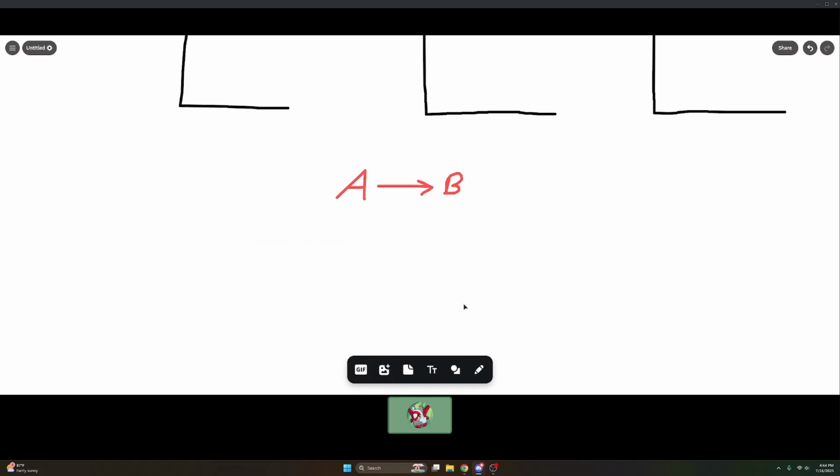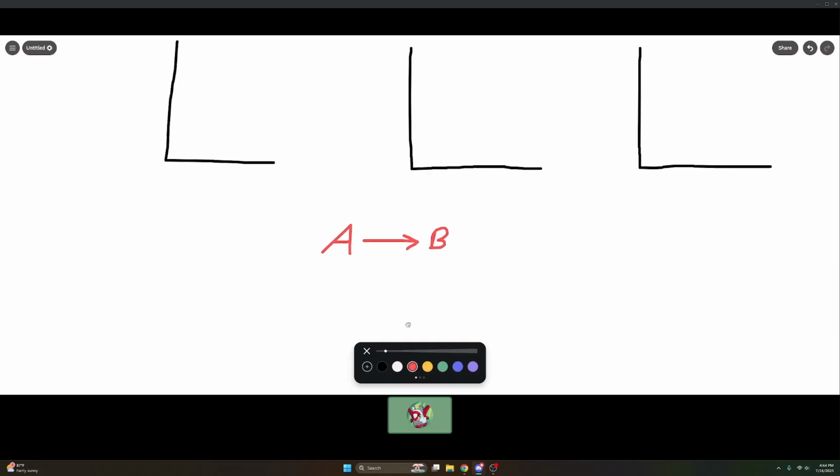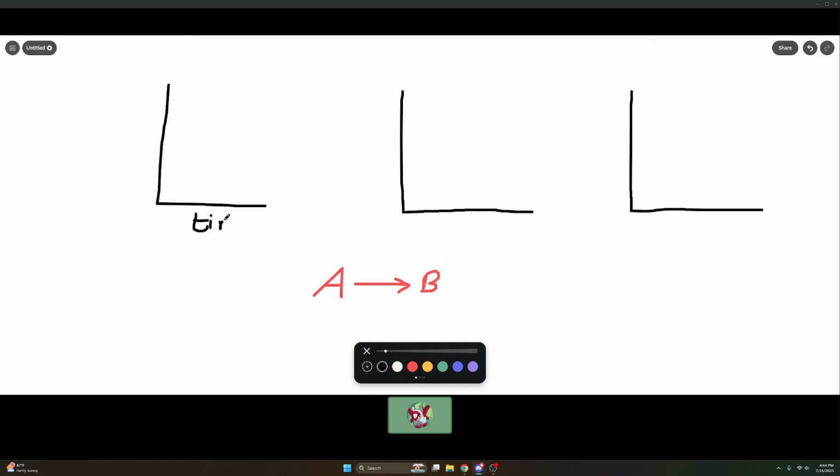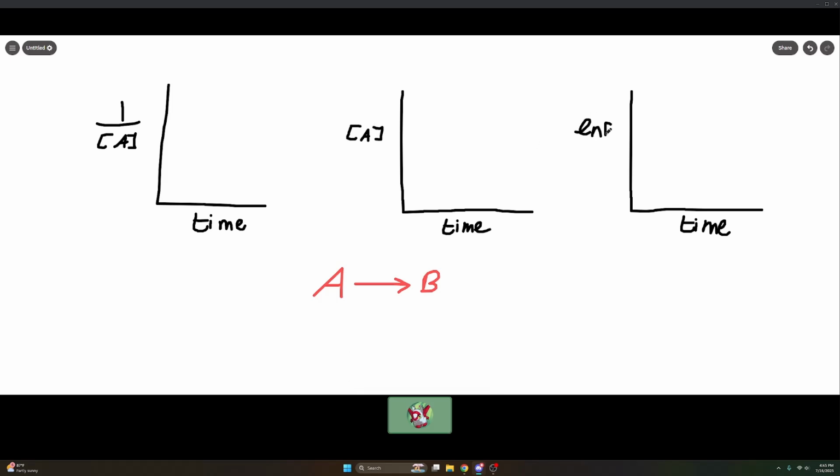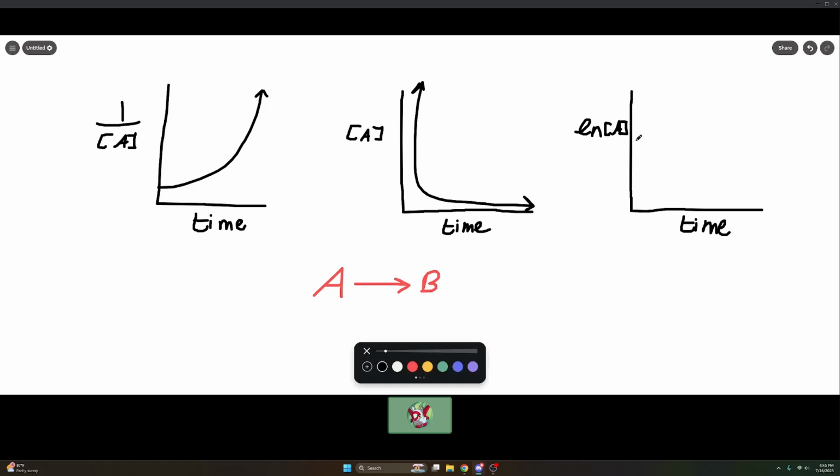Instead, what I'm going to tell you is I went to Microsoft Excel and I plotted my data on 3 different graphs. All of them have time as your x-axis, but my y-axis is different for each of these. I graphed 1 over concentration, I graphed just concentration, and I graphed the natural log of concentration. My first graph looks like this. My second graph looks like this. And my last graph looks like this.